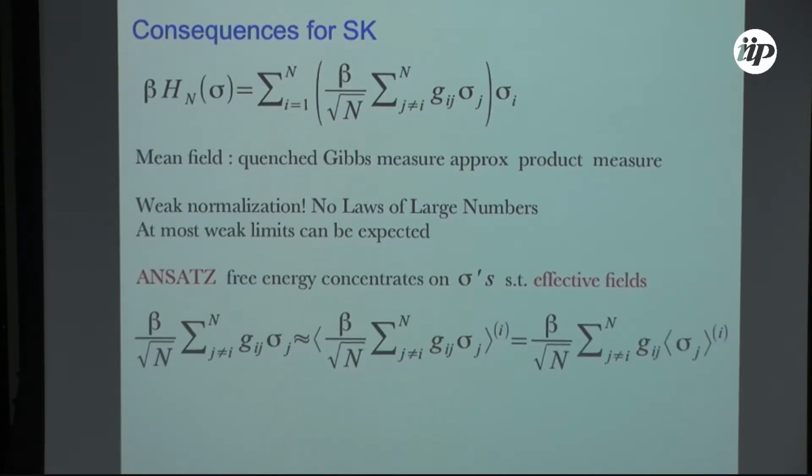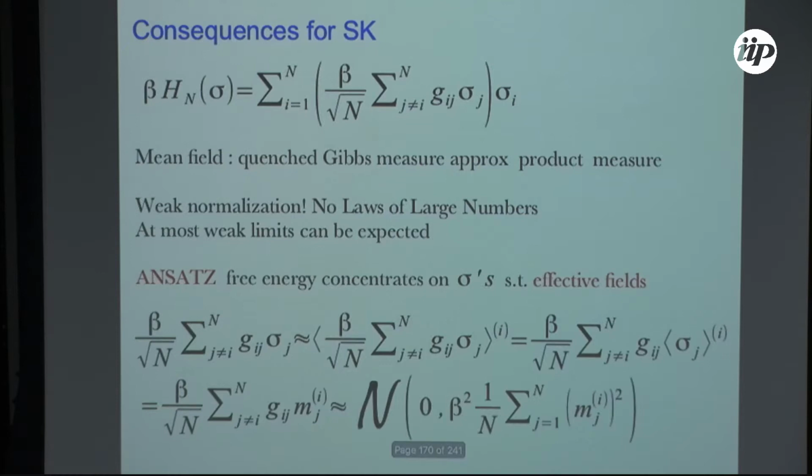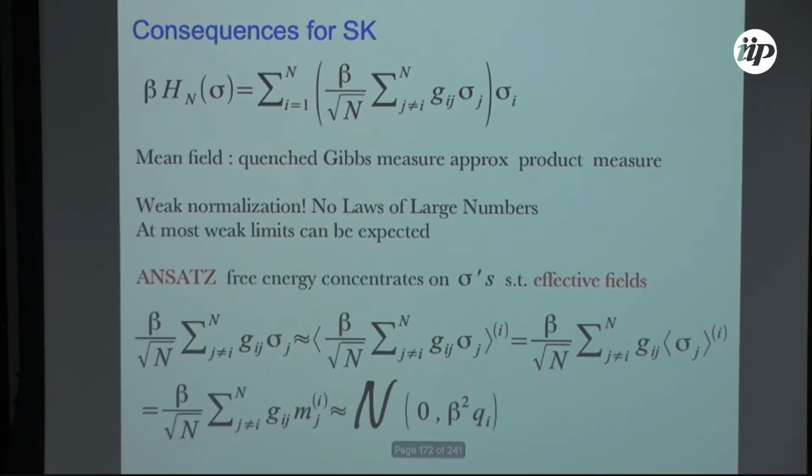This is a linear object. I can write it as the sum of these sigma j, the mean magnetization, which I call m_j. And now if I look at this object, it's a Gaussian with a variance which is given by the sum of these m_j squared. So I assume that this, in the limit n to infinity, will also converge to some number q_i.